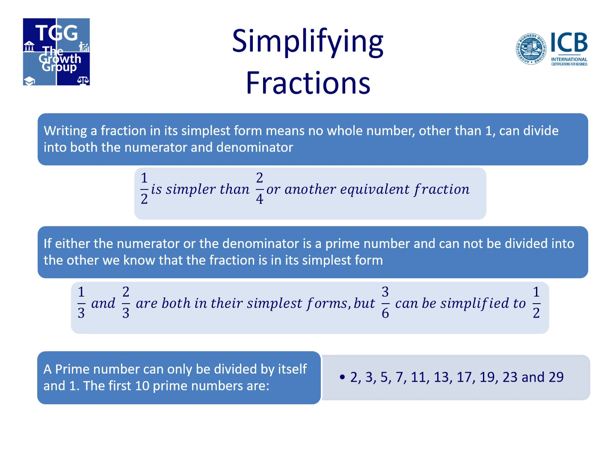Because if you look at 2/4, 2 can divide into 2, and 2 can also divide into 4. So it is not in its simplest form. Okay, so if either the numerator or the denominator is a prime number and cannot be divided into the other, we know that the fraction is in its simplest form. So 1/3 and 2/3 will therefore both be in their simplest forms, and that is because in both cases here, 3, the denominator, is a prime number. And I'm going to show you what a prime number is just now.